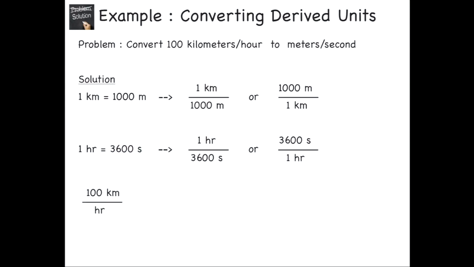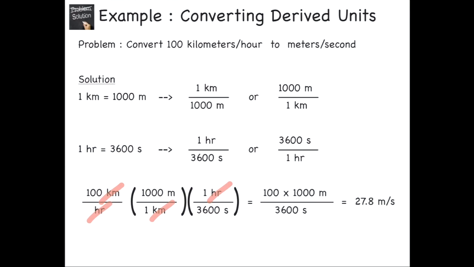Okay, so we start with our starting units of 100 kilometers per hour. And we know that we're trying to get rid of kilometers and replace it with meters. So we want meters on top and kilometers on bottom so that this kilometer will cancel that kilometer. And we're left with meters on top. If we stop there, we'd have meters per hour. But we know we want to get rid of the hour. So we're going to put an hour on top and the 3,600 seconds on the bottom. And when we do that, we finally end up with meters per second. Okay, so 100 kilometers per hour ends up being 27.8 meters per second.